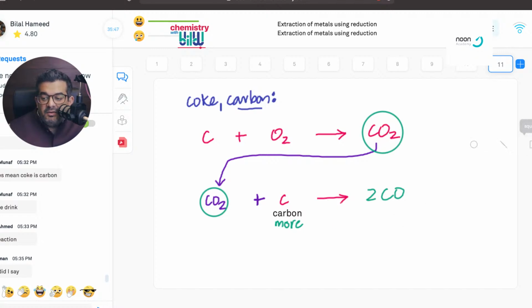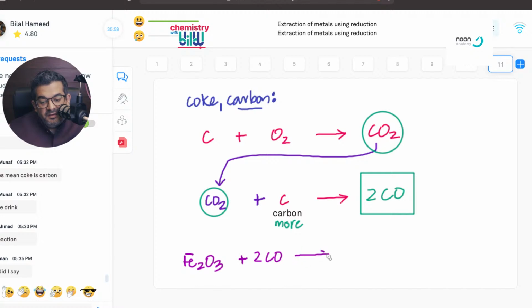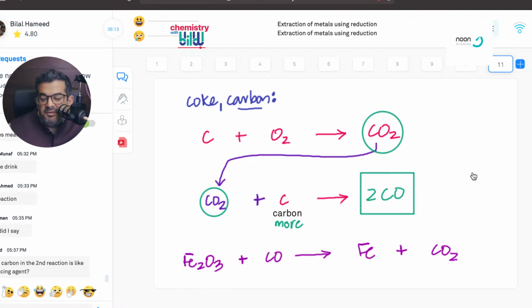So carbon dioxide with more carbon, or coke, will become carbon monoxide. Now this carbon monoxide is then used by what? Fe2O3. So then Fe2O3 uses the carbon monoxide to become carbon dioxide. And obviously not the same ratio of equation. That's 3 and 3, but the moles differ, though the thing remains the same.